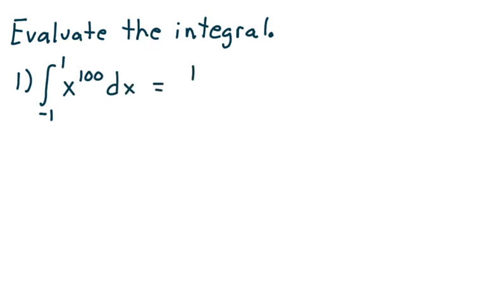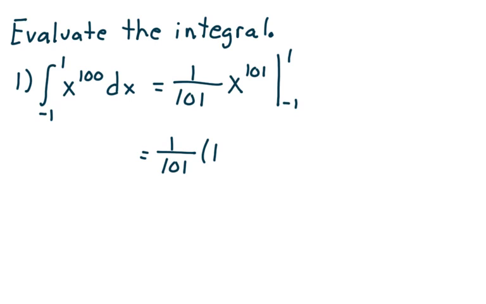So this is 1 over 101 x to the 101 evaluated from -1 up to 1. So if I replace x with 1, I get 1 over 101 times 1 to the 101. Then I go minus, and then I'm going to replace x with -1. And so I get 1 over 101 times -1 to the 101.